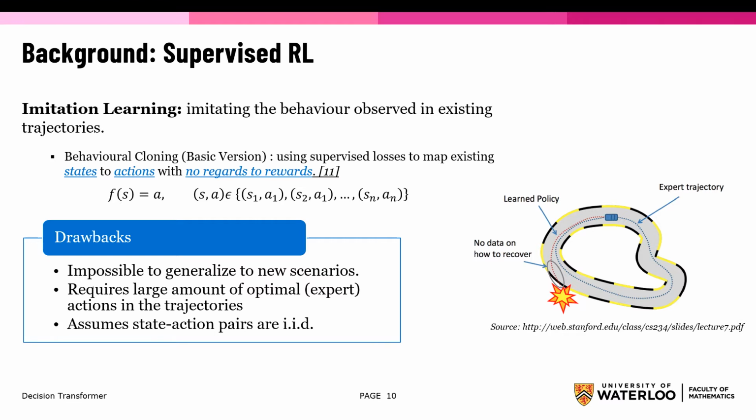The drawbacks of such methods is that what if we give this function f a new state that we have seen in the real world and it has never seen before? Then it will probably not be able to generalize to these new scenarios and it will give unpredictable outcomes. It also requires a very large amount of optimal and expert observations, which might be hard to get in some environments. And lastly, we assume that the state and action pairs are independent and identically distributed, which is not necessarily the case.